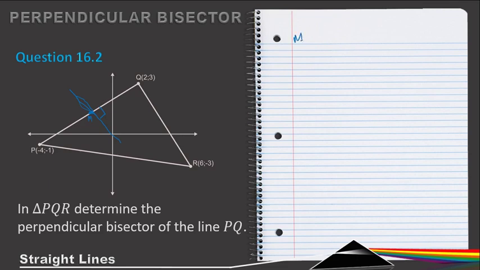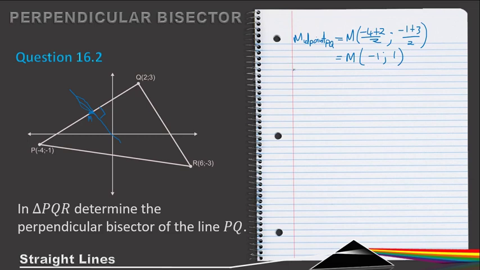So midpoint of PQ is equal to my x values added together, so that's minus 4 plus 2 over 2, and my y values, minus 1 plus 3 over 2. So the midpoint M is minus 2 over 2, which gives me negative 1, and then 2 over 2, which is just 1. All right, that's simple enough.